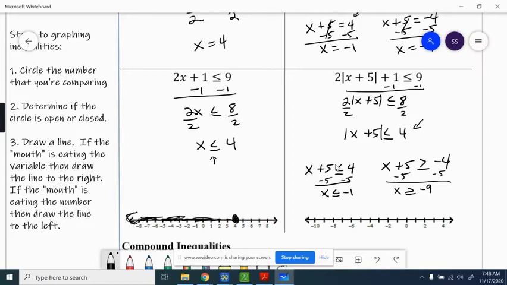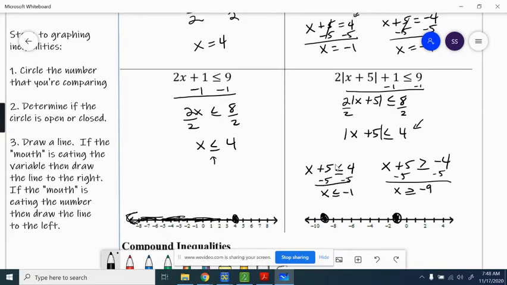Okay, so x is less than or equal to -1. So let's circle -1. That is right. Looks like we're counting by twos here. So here's -1. And let's also do this -9. So -9, that's right here. Now let's determine if they're open or closed. They both have the line underneath. So that means they are both closed circles.